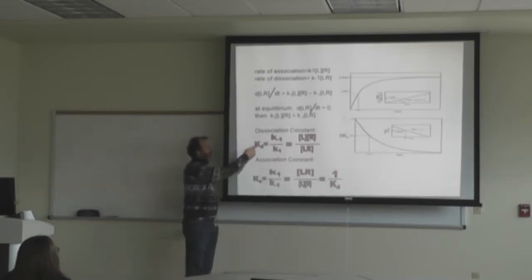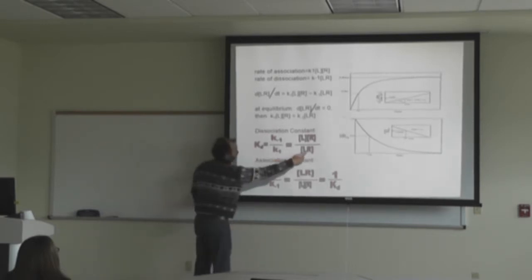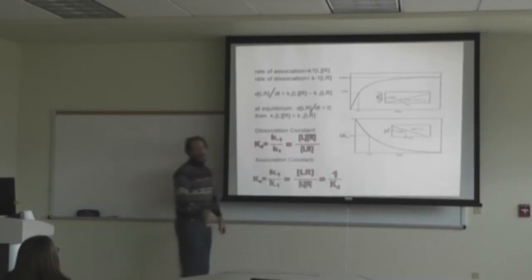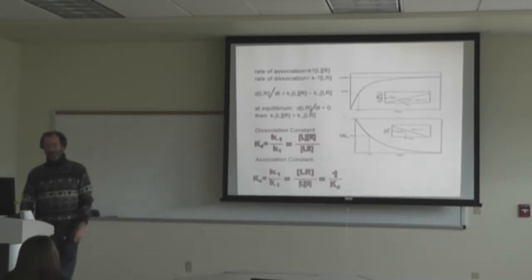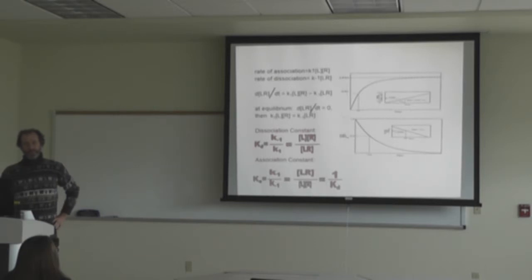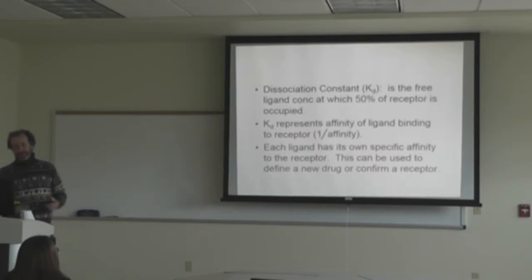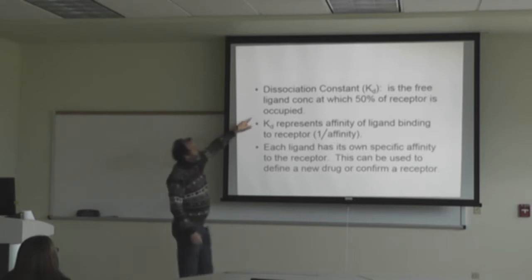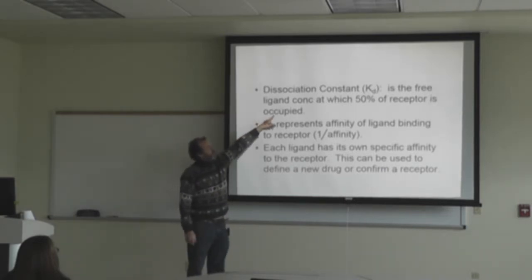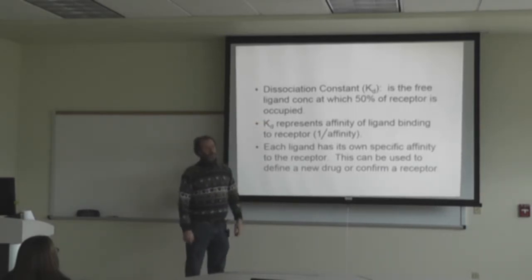So that's why with really small KDs you have really tight binding, right? Because you have much more of this than either of these. Okay? Does that make sense? You could derive one of those, right? It'd be easy. So the dissociation constant, you can also think of it as the free ligand concentration at which 50% of the receptor is occupied.